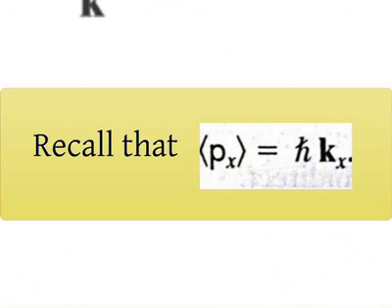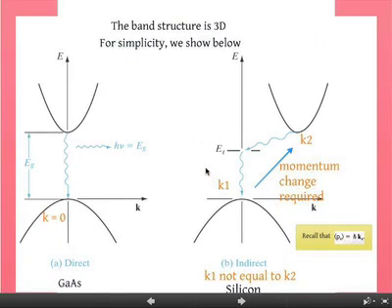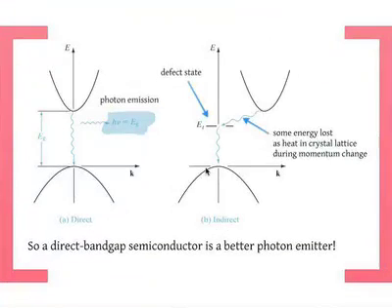Okay, we talked about that. So this was from last example. Okay, so that's the difference between direct and indirect bandgap semiconductors. And this is basically summarizing what I just said.